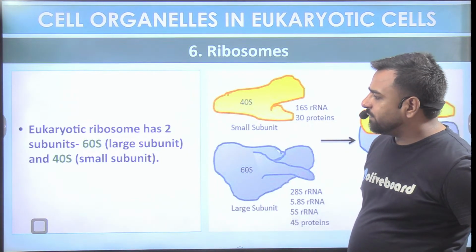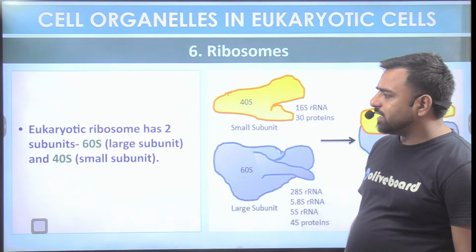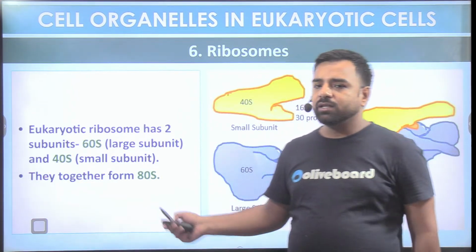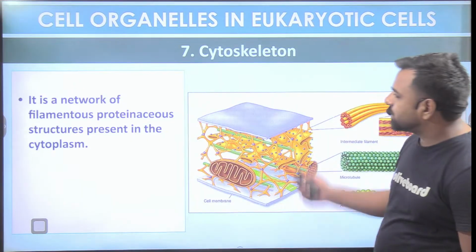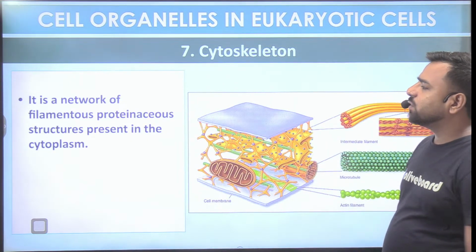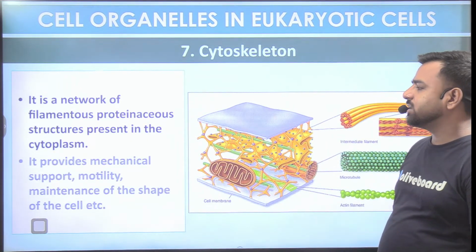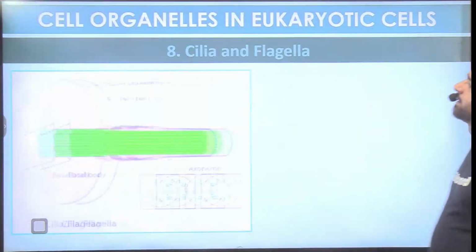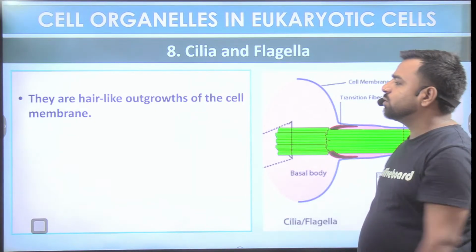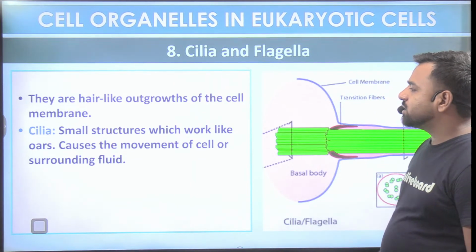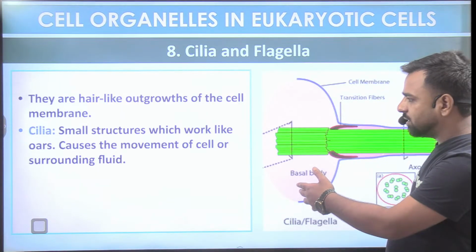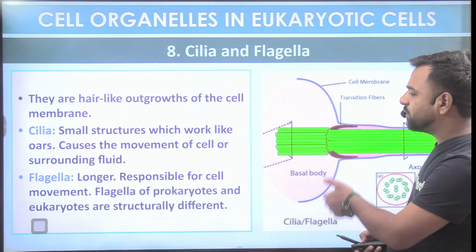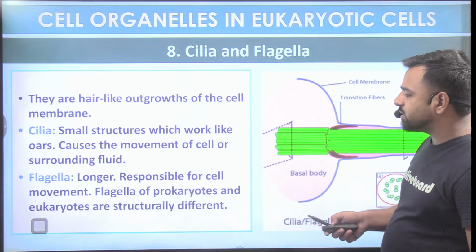Eukaryotic ribosomes have two subunits, 60S, the large subunit, and 40S, the small subunit. Eukaryotic means the cells which are fully developed, like ours. Together they form 80S. Then the cytoskeleton is a network of filamentous proteinaceous structures present in the cytoplasm. It provides mechanical support, motility, and maintenance of the shape of the cell. Then cilia and flagella are hair-like outgrowths of the cell membrane. Cilia are small structures which work like oars. They cause the movement of the cell and surrounding fluid. Flagella are longer and are responsible for cell movement. Flagella of prokaryotes and eukaryotes are structurally different.